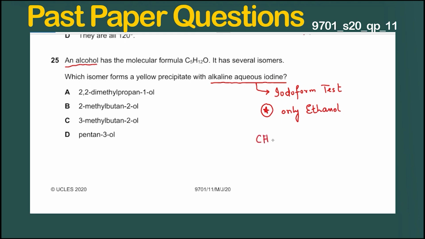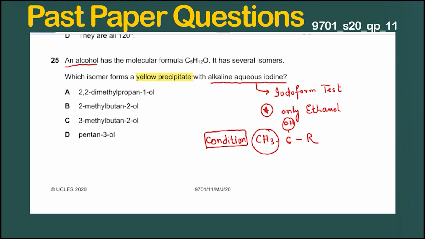Or let me highlight one group here. This is a secondary alcohol, CH3 C OH and R group on this side. Beta ji, OH is attached with the carbon. It must have CH3 at one side. This is the condition. All right. Remember this point. OH is attached with the carbon. It must have a CH3 group at one side. So that can give you the positive iodoform test. Whenever you get the positive iodoform test, you will get this yellow precipitate.